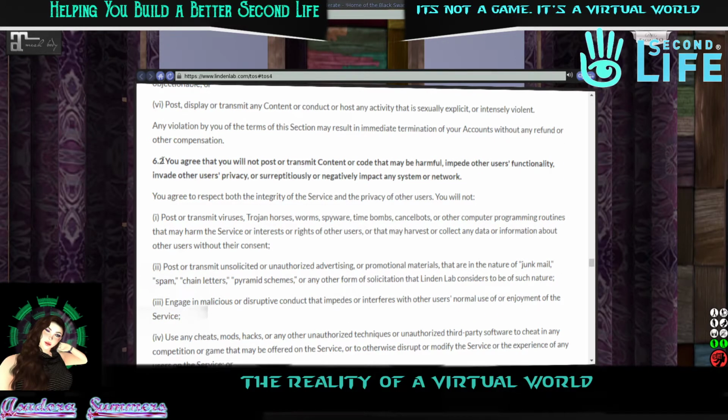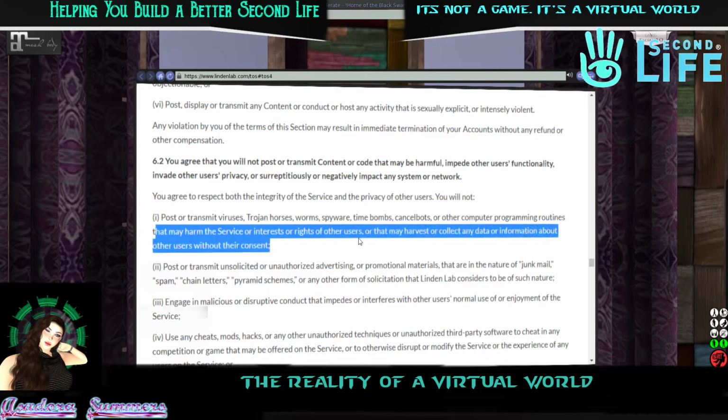Next part, 6.2. You agree that you will not post or transmit content or code that may be harmful, impede other users' functionality, invade other users' privacy, or negatively impact any system or network. You agree to respect both the integrity of the service and the privacy of other users. You will not post or transmit viruses, Trojan horses, worms, spyware, time bombs, cancel bots, or other computer programming routines that may harm the service or the interest or rights of other users, or that may harvest or collect any data or information about other users without their consent.